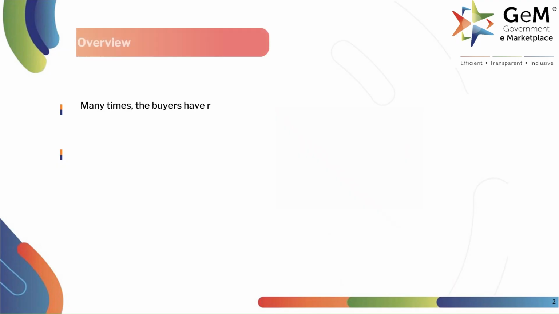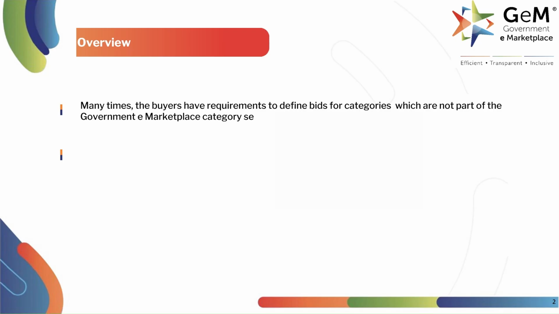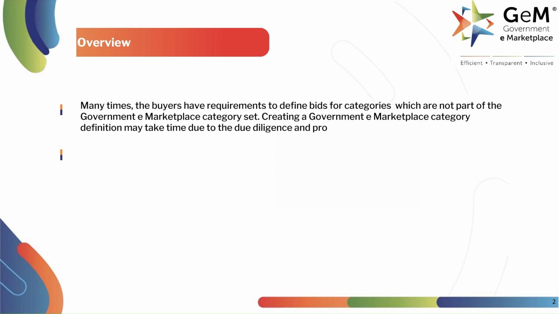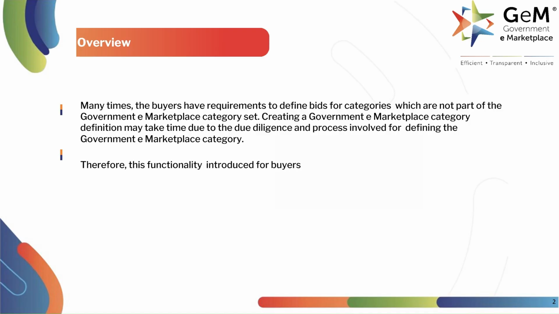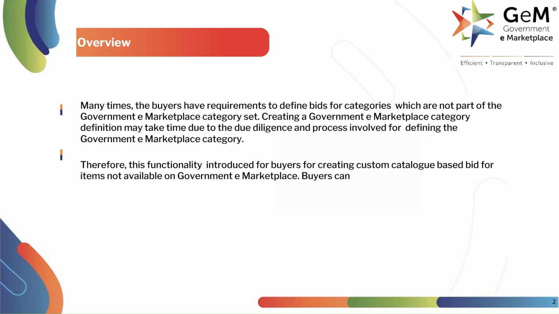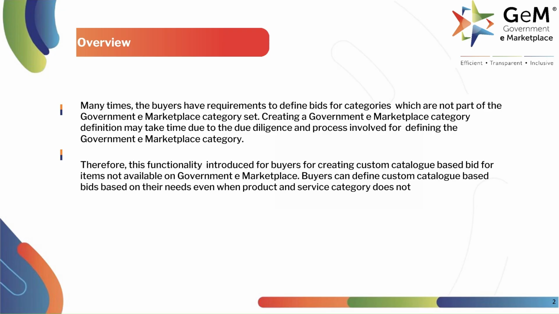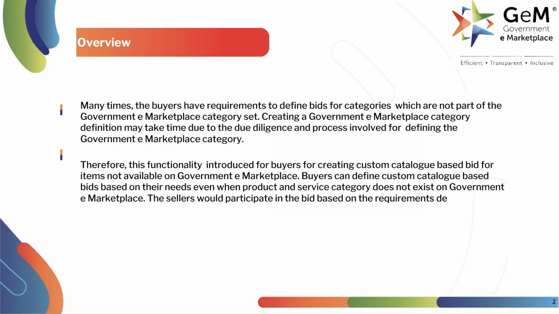Many times, the buyers have requirements to define bids for categories which are not part of the Government e-Marketplace category set. Creating a Government e-Marketplace category definition may take time due to the due diligence and process involved for defining the Government e-Marketplace category. Therefore, this functionality is introduced for buyers for creating custom catalog-based bids for items not available on Government e-Marketplace. Buyers can define custom catalog-based bids based on their needs even when the product and service category does not exist on Government e-Marketplace. The sellers would participate in the bid based on the requirements defined by the buyer.